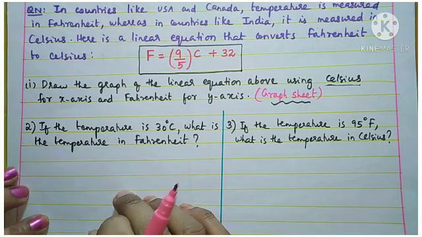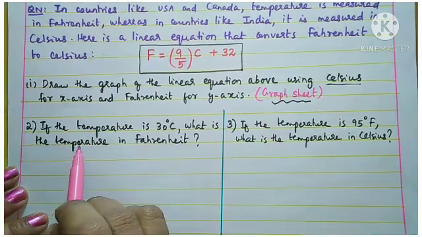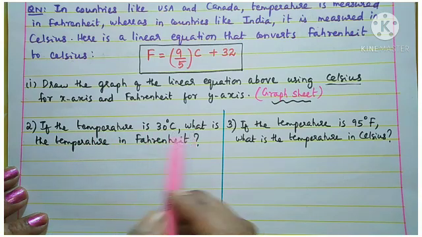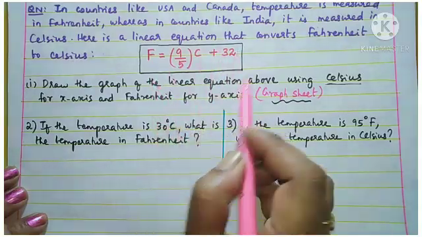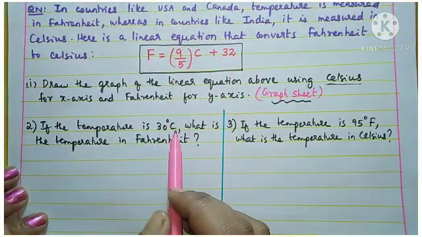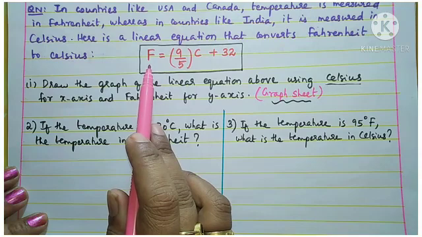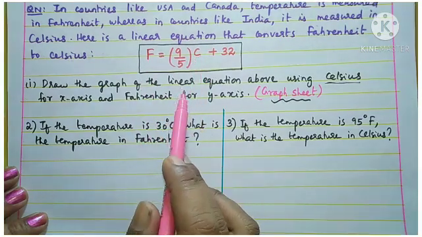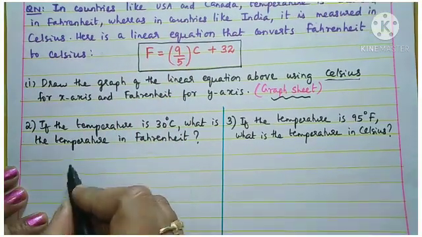Yes, the graph sheet first question is over. Now come to the second question. What is asked in the question? If the temperature is 30 degrees Celsius, what is the temperature in Fahrenheit? In this given equation, the Celsius value is given as 30 degrees Celsius. We need to find the temperature in Fahrenheit. So put the value of C as 30 degrees in this equation and find the corresponding value of F. So let us find out.